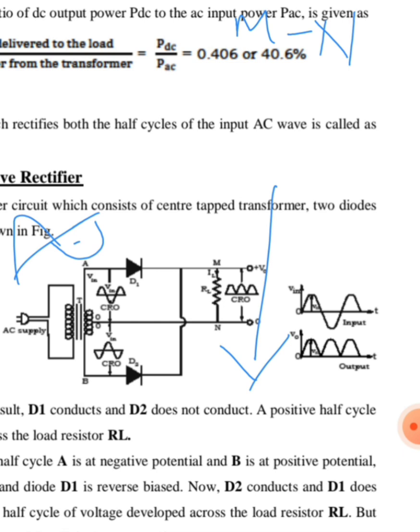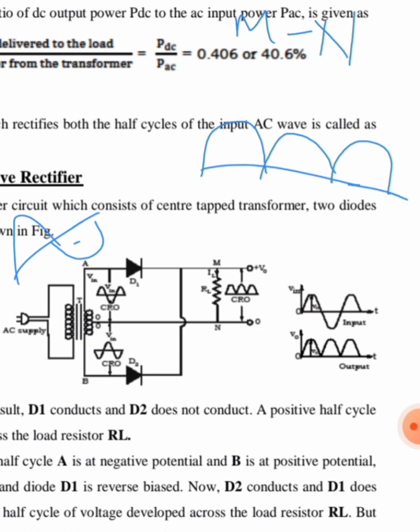So at the output, the waveform will be like this. This kind of waveform comes. Suppose we want the negative DC cycles, both the diodes D1 and D2 must be connected in the reverse direction. Then we get negative DC signals. So this is the center tapped full wave rectifier.